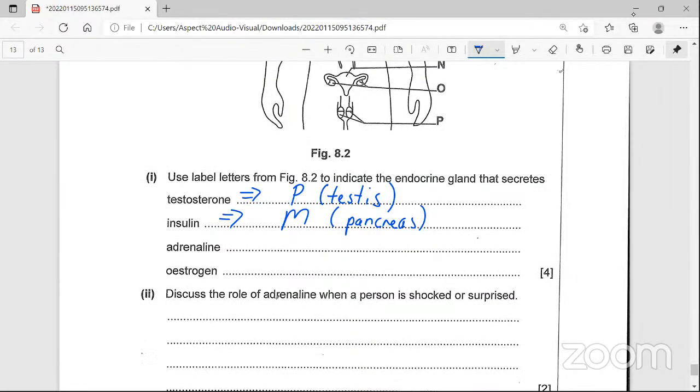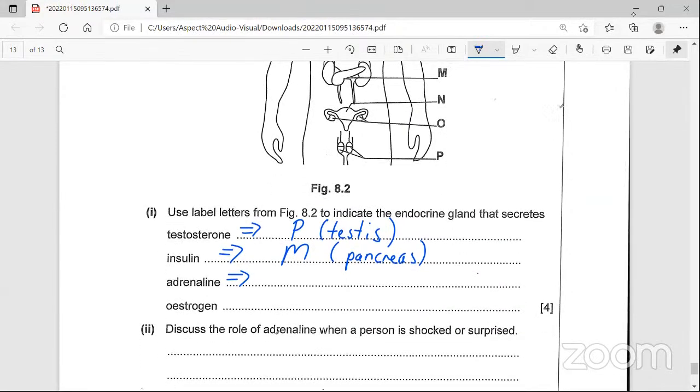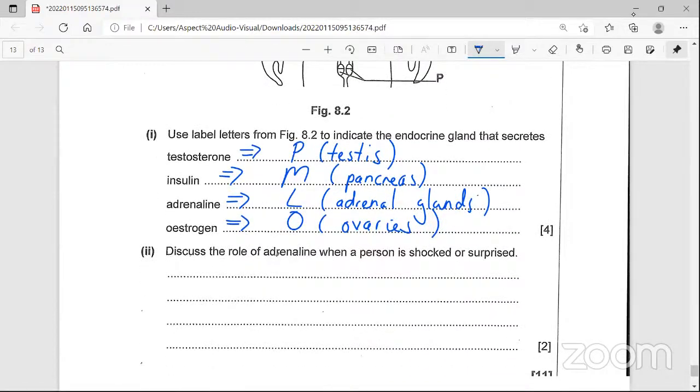And then your adrenaline, L, adrenal glands. And then your estrogen, which is the ovaries. Brilliant.